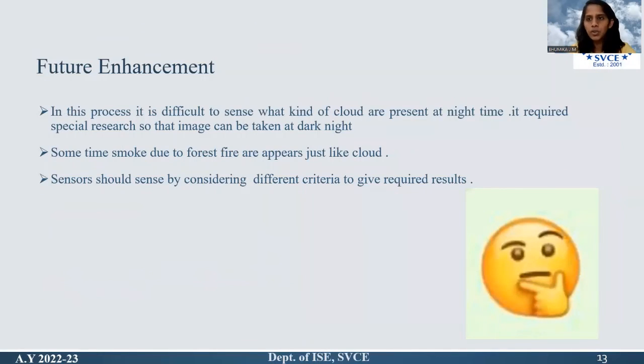In this slide, we are going to study future enhancement. In this process, it is difficult to sense what kind of clouds are present at night time. It requires special research so that images can be taken at dark night. Sometimes smoke from forest fires appears like clouds. Sensors should sense by considering different criteria to give the required results.